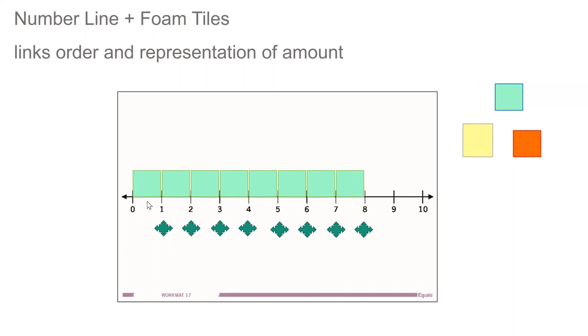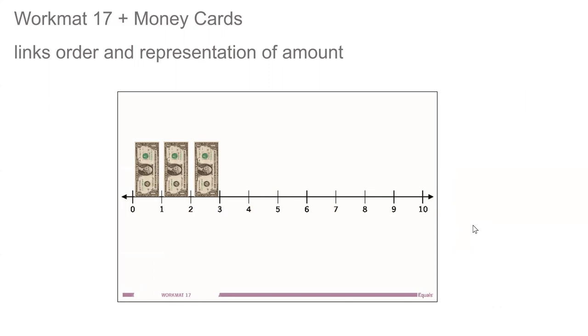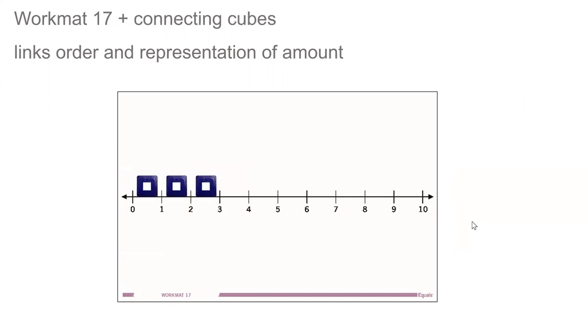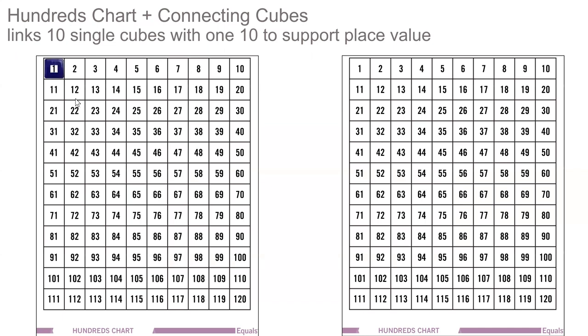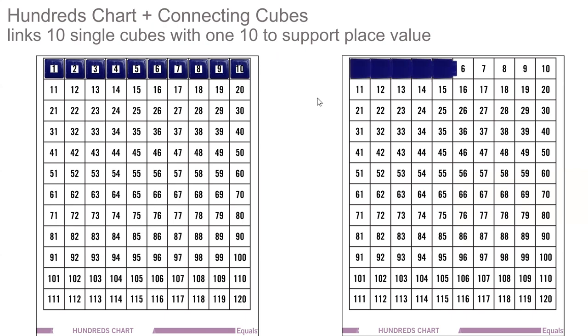So we had this created so that tools such as the foam tiles could fit between the numerals to show that, to support that for students. Also, the money cards fit between, and the connecting cubes as well. The connecting cubes also fit on the individual squares of the hundreds chart, which goes to 120, by the way. So they can see that this is a set of 10 that's single, right? Not connected, single items. But I can also show them connected into a bar of 10 that I can use to support what I'm learning in place value.